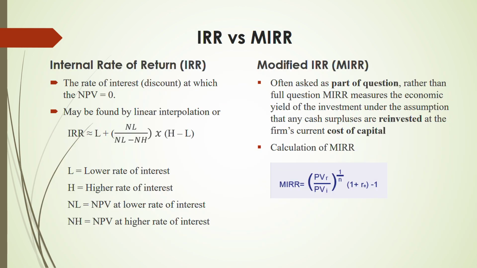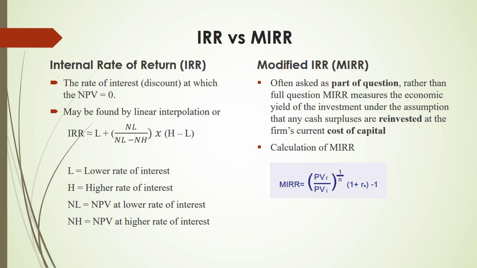Okay, I didn't explain the figure. What is PVR? That means present value of return. Present value of return means all your cash inflows. Present value of your cash inflows will be on the top, divided by present value of I, meaning investment. Investment, there is only one outflow, that is your investment. So present value of your return divided by present value of investment. Return means all your cash inflows.